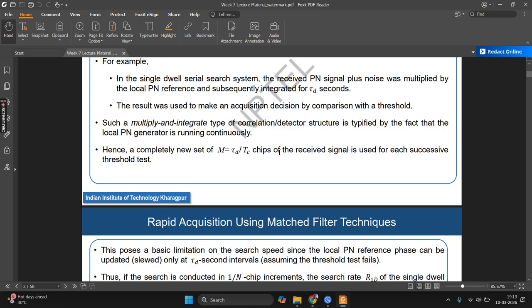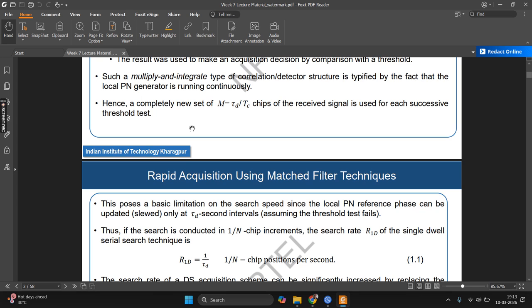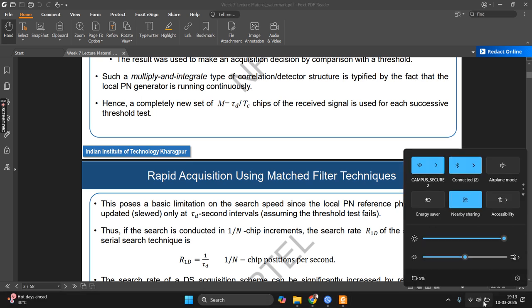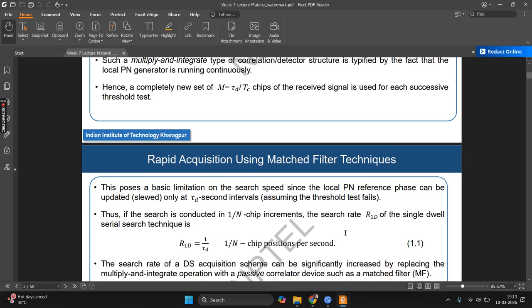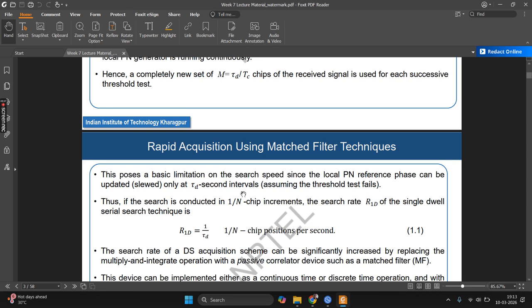So hence a completely new set of chips of the received signal is used for each test. This poses a basic limitation on the search speed, since the local PN reference phase can be updated only at tau d second intervals. So the local PN sequence can only be updated at the tau d second interval.